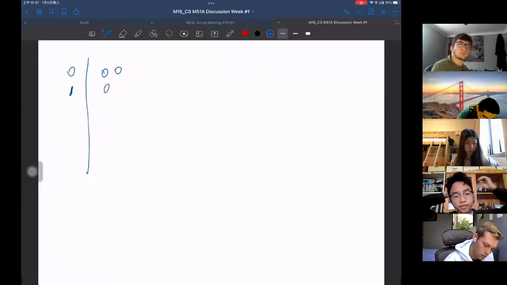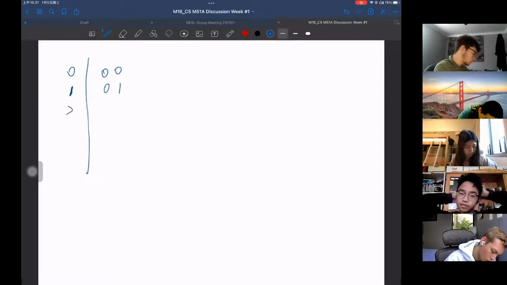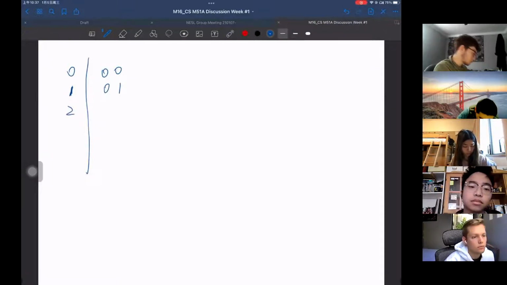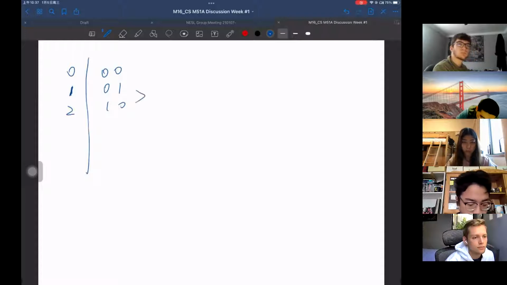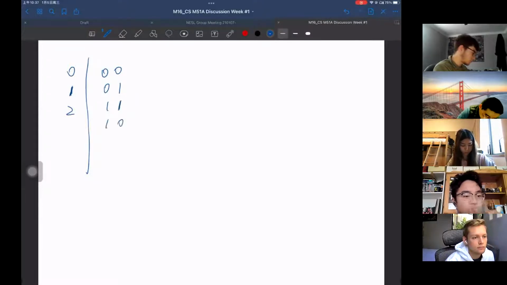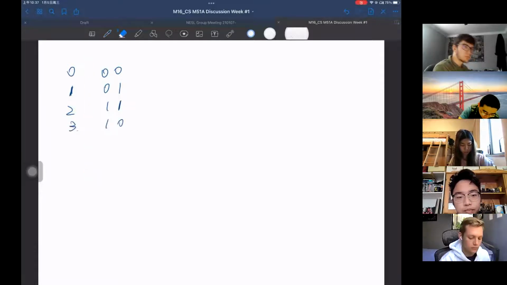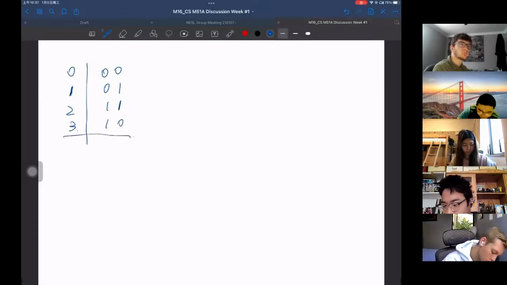01. Yeah, 01. And which one do we use to represent 2? Can we use 10? That changes 2 bits. Yeah, that's a violation of our rules. Remember, only 1 bit can change. So it's 11. Then finally 10 for 3. This is very simple and easy for 2 bits.